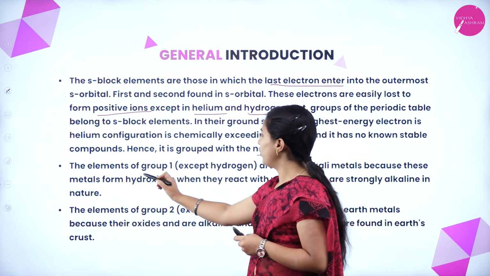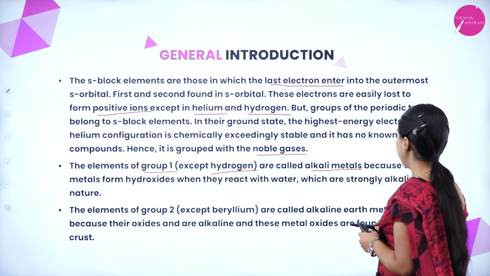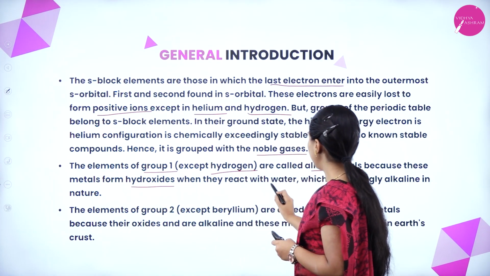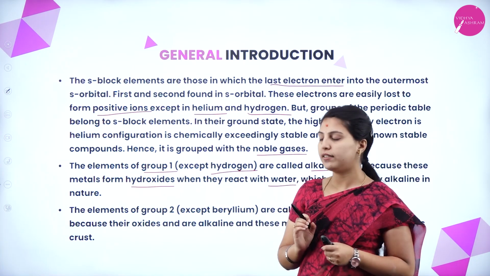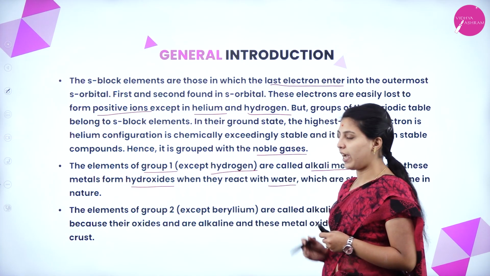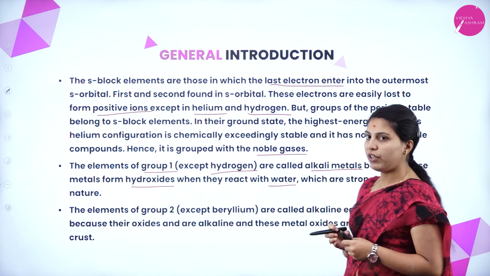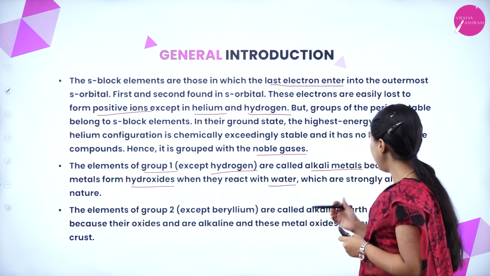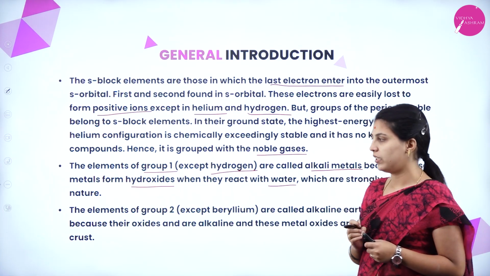The elements of group 1 except hydrogen are called alkali metals because these metals form hydroxides when they react with water, which are strongly alkaline in nature. Group 1 elements are considered alkali metals except hydrogen because they form hydroxide when treated with water, and they are strongly alkaline in nature. Alkaline means basic in nature.